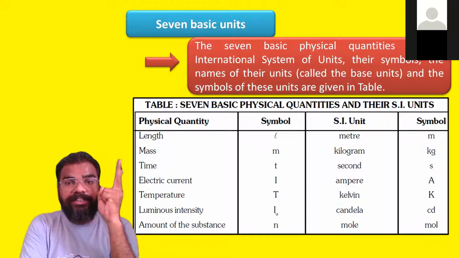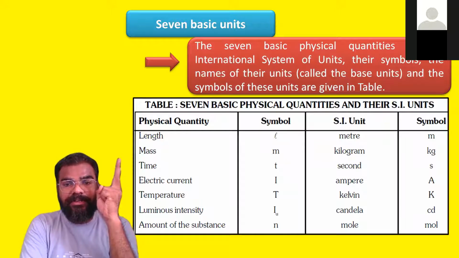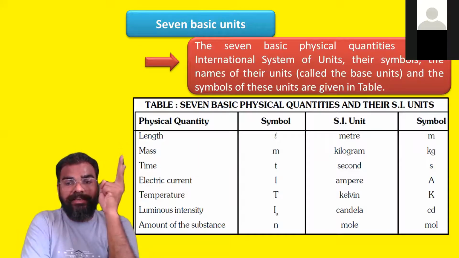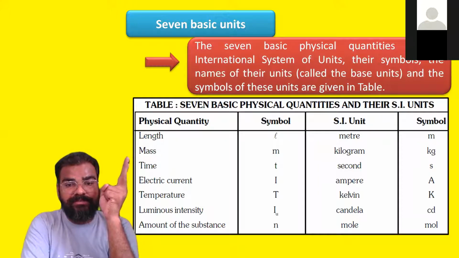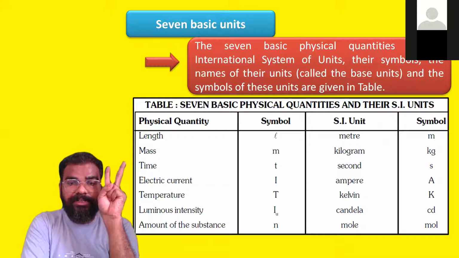Then the second physical quantity, it is the mass, okay, mass. The symbol of mass is small m, okay, small m. Then the SI unit of mass is the kilogram, and the symbol of this SI unit is kg, okay, kg. So the first one was the length, the second it is the mass.